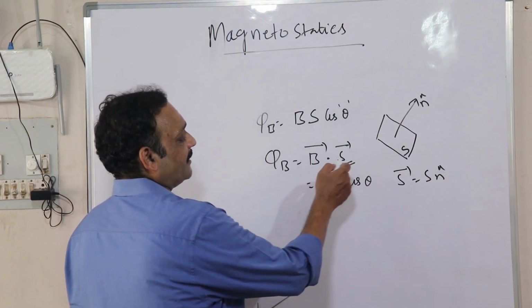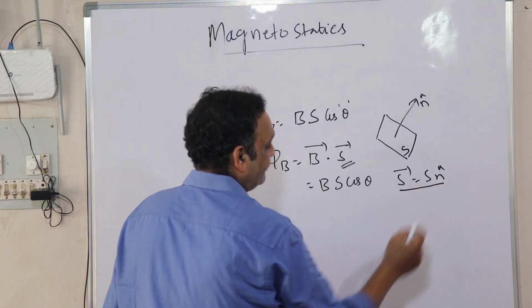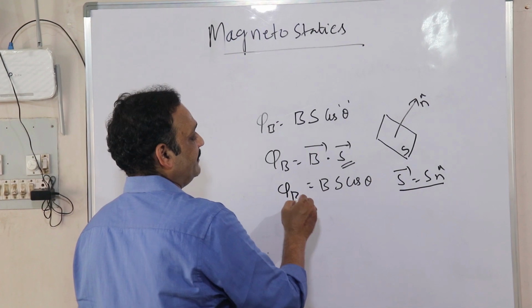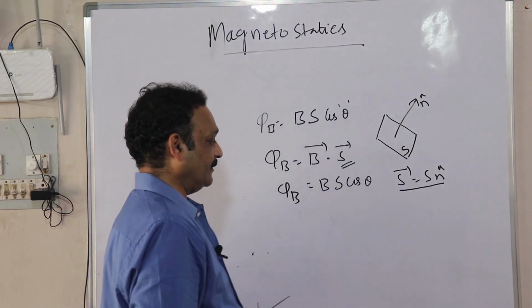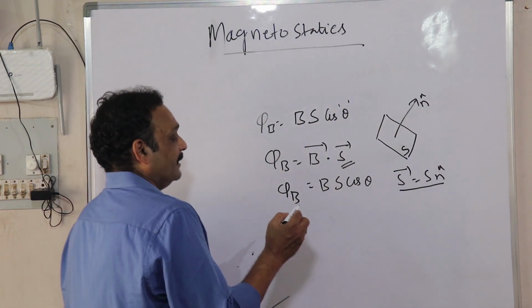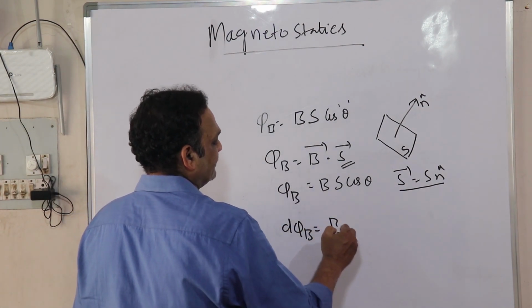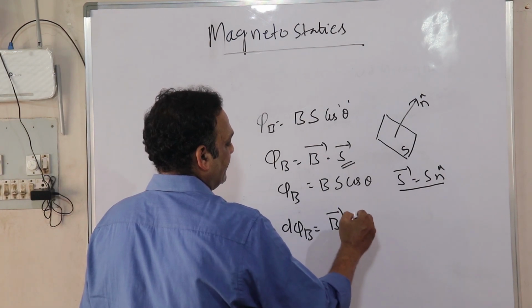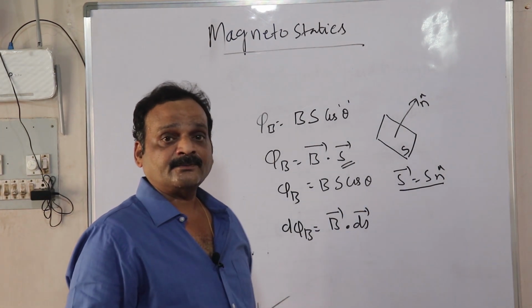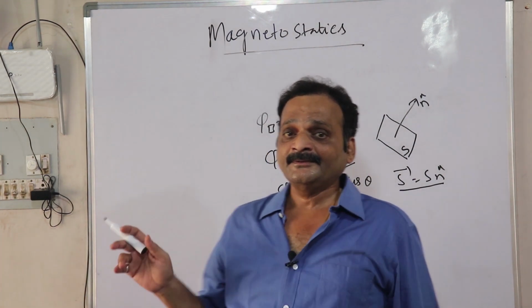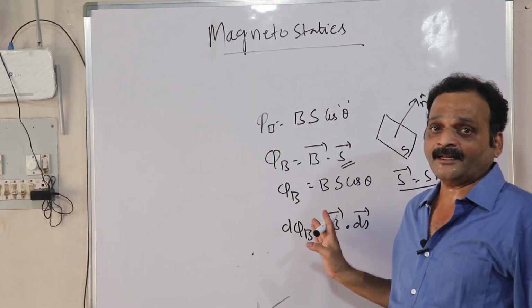So B bar dot S bar equals B S cos theta. So what is flux phi B? Phi B equals B S cos theta. Now the small amount of flux passing through a small area dS, I'll write like this: B bar dot dS bar. d phi B is the small amount of magnetic flux passing through a small area dS bar, B bar dot dS bar.